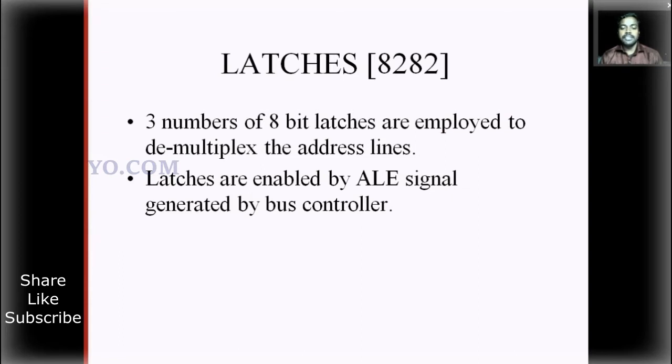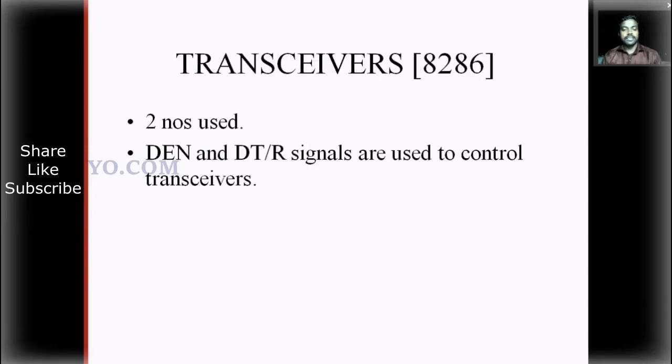Each latch is 8-bit, so totally 24 bits, but our address lines are 20 bits, so the remaining 4 bits are free. We need to demultiplex the 20-bit address bus, so we are using three 8-bit latches. Then the latches are controlled by the ALE signal, which is generated by the bus controller or the 8086 microprocessor. In minimum mode the ALE signal is generated by the 8086. In maximum mode the ALE signal is generated by the bus controller.